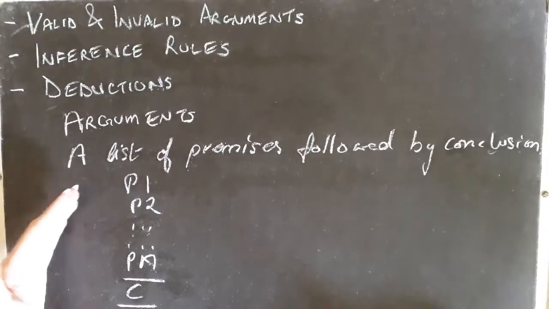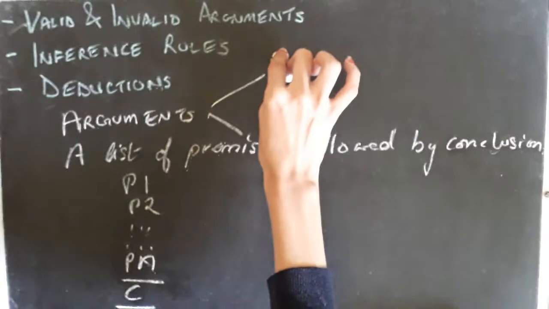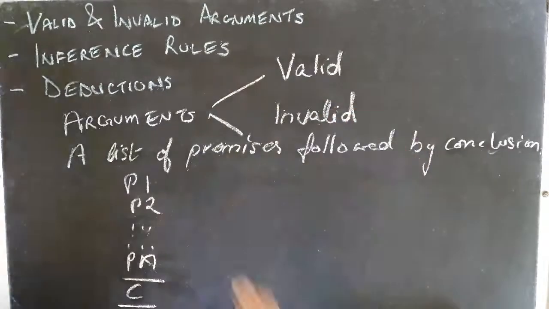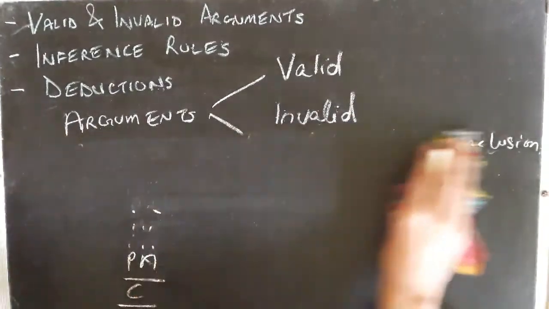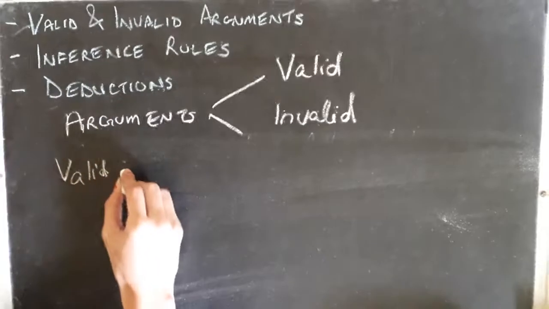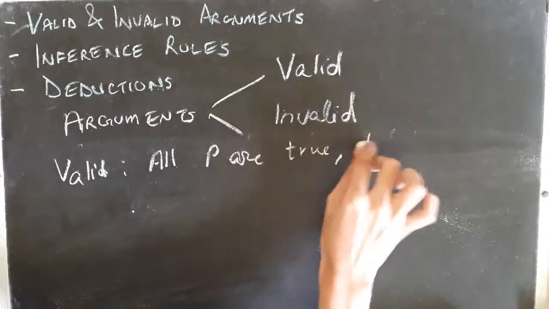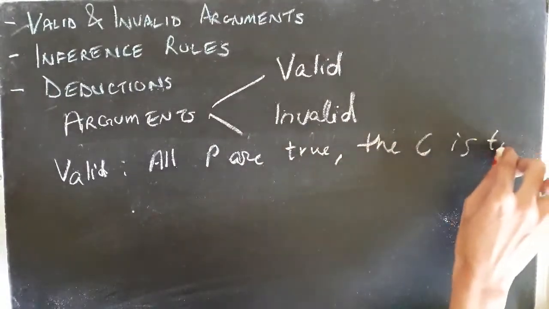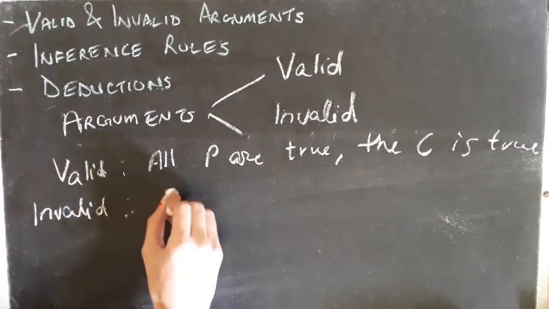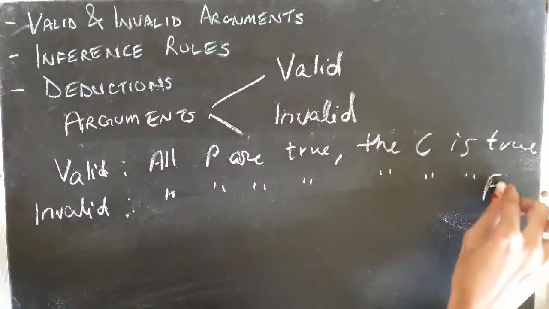Now the argument can be valid or invalid. So we have two types of arguments, valid and invalid. Now when is an argument said to be valid? An argument is valid whenever all premises are true, the conclusion is also true. And an argument is invalid when all premises are true but the conclusion is false.